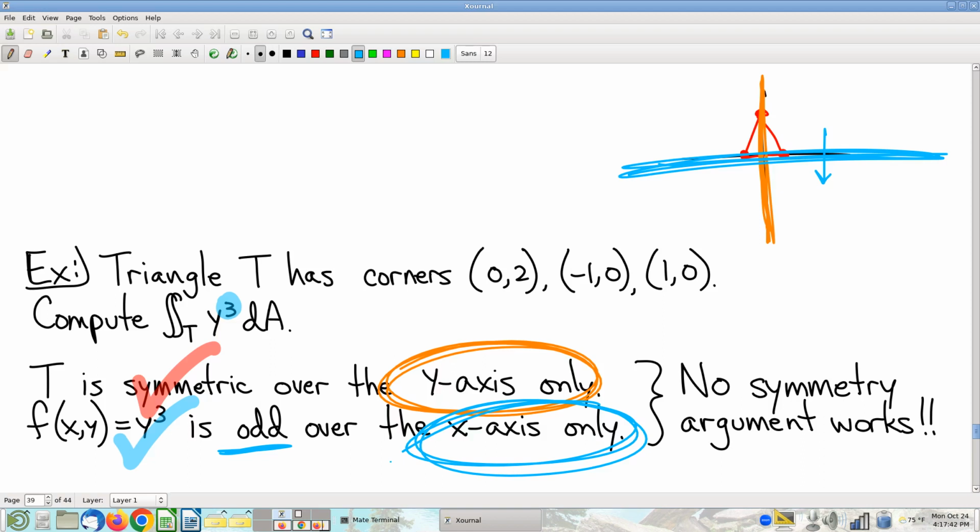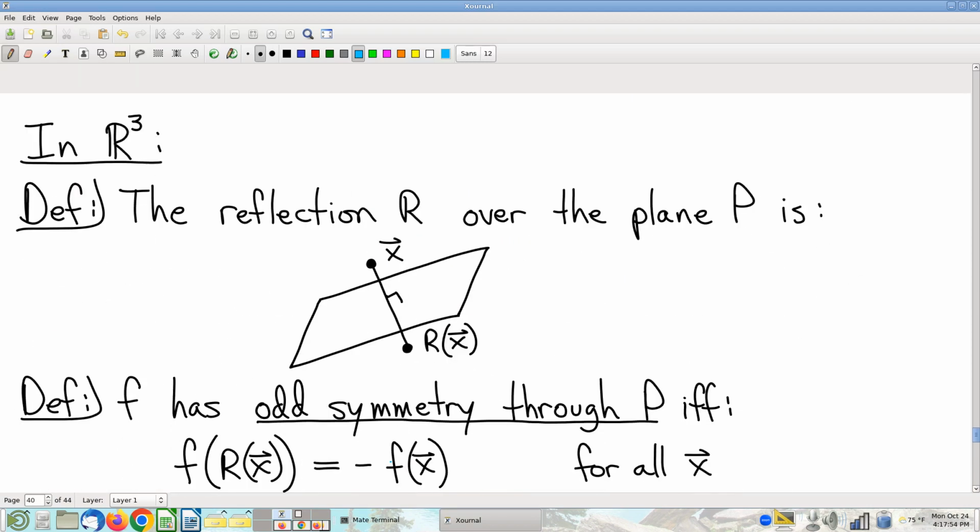Does that make sense? So landmine. Dangerous. Very tempting to cite symmetry here. It does not work at all. So heads up.